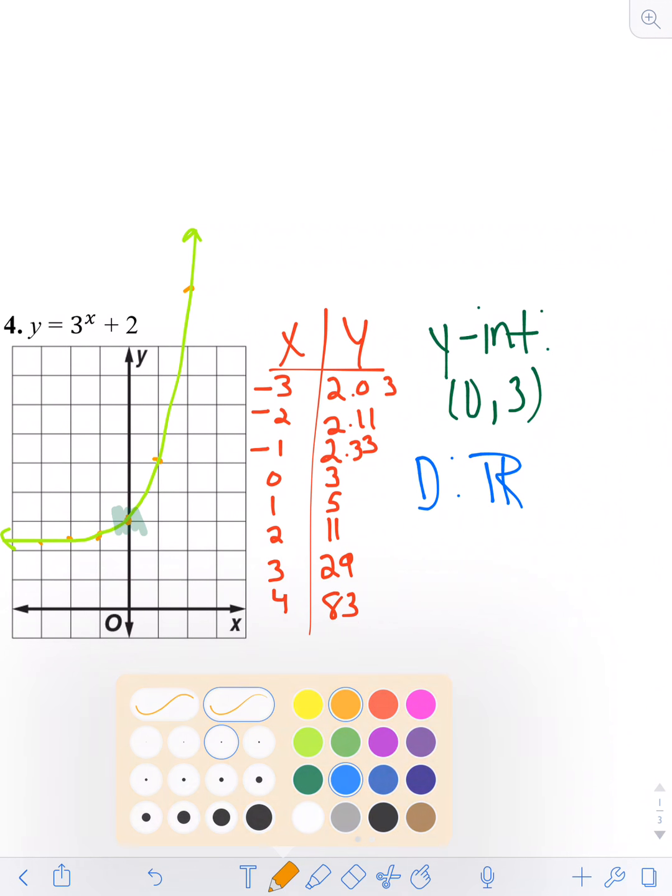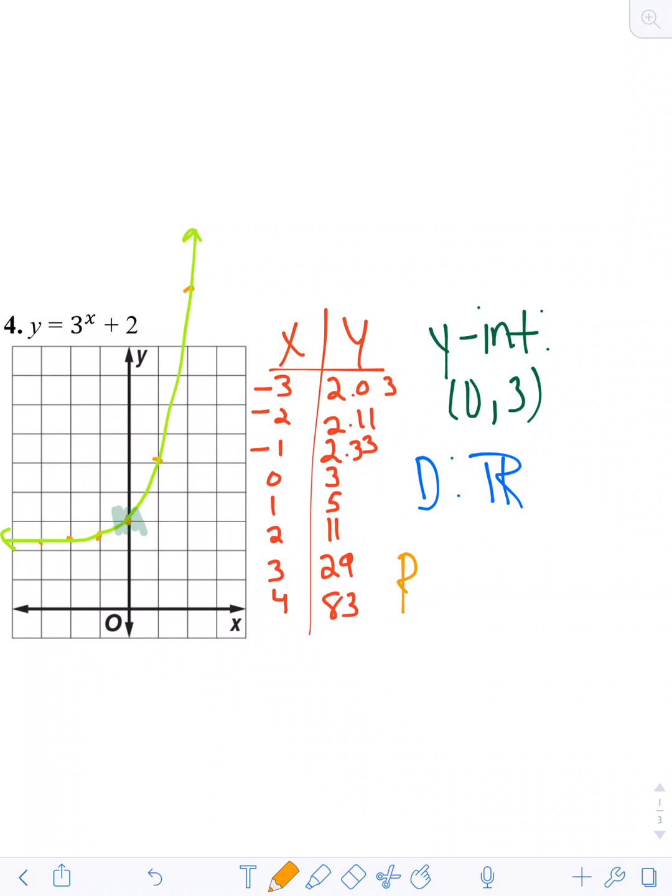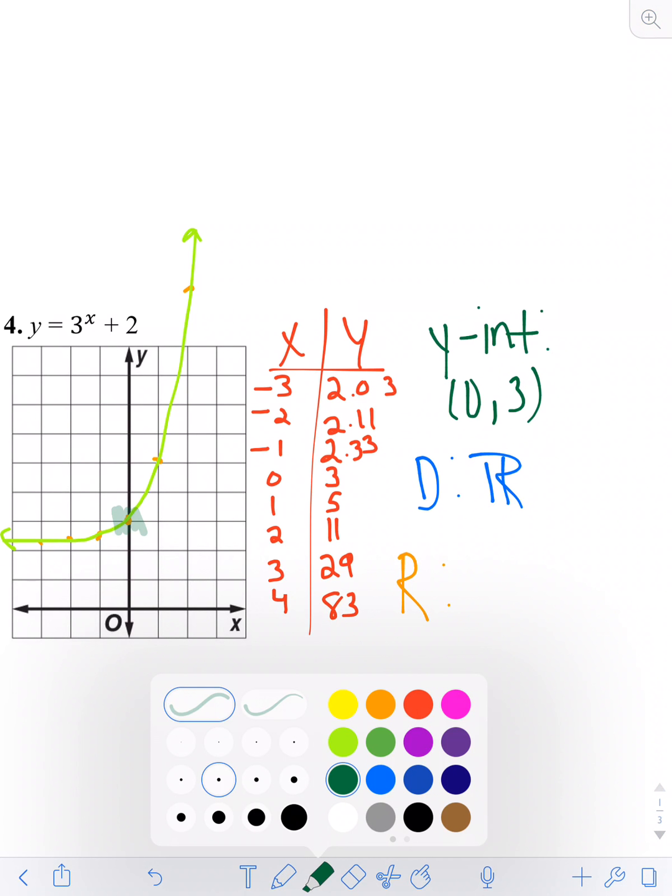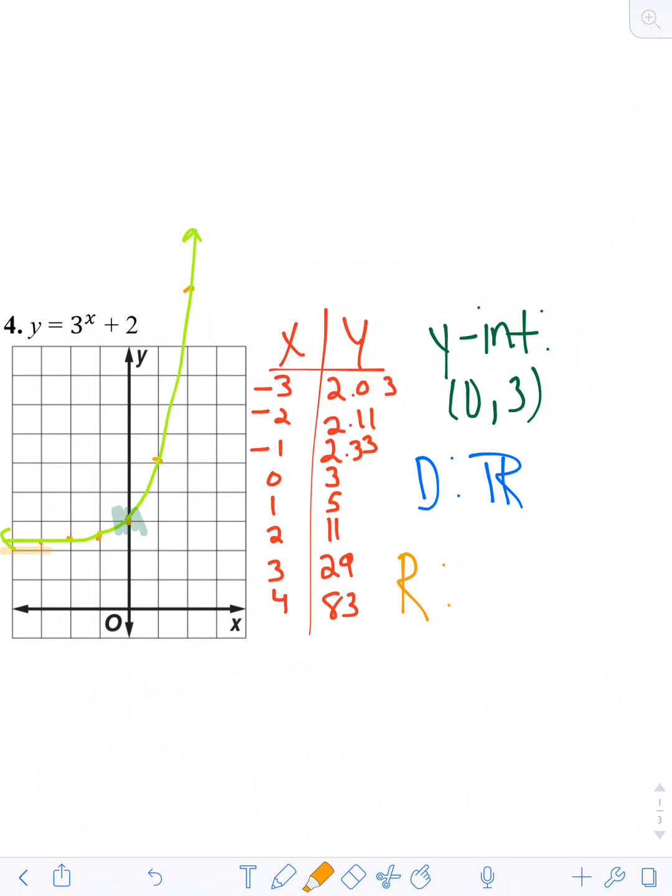And then the last one is my range. Okay, and if you look, my range here, I don't go below this line. I'll highlight it so you can see it. I don't go right below this line right here. That line right there is at 2. So my range, or all my y values, are greater than 2.